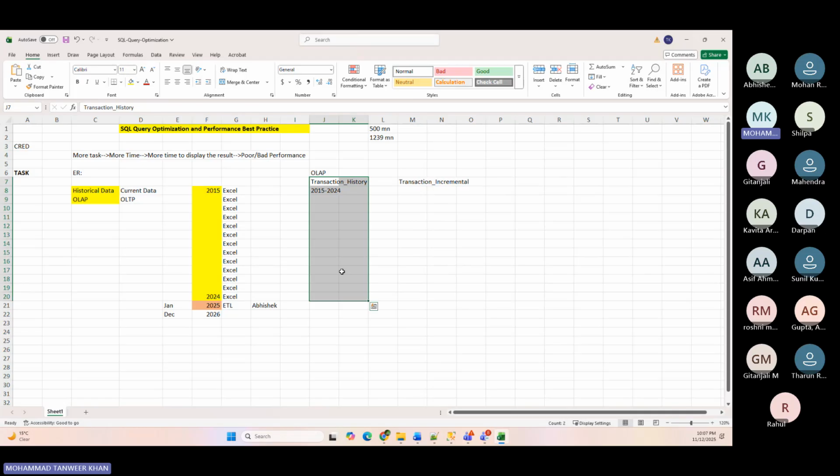Why? Because sometimes the client will tell you, no, I want data of a particular month only, particular year only. So why do you want to keep it bulky? That is why the incremental table will have the data of either one year or on a daily basis like that. Is that clear? Abhishek, is this clear to you? Clear, sir. Okay, fine.